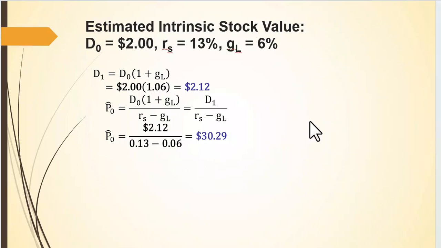How do we estimate the value? Plug the numbers into the formula. So we have $2 times 1.06 divided by 0.13 minus 0.06. We end up with a value of this stock of $30.29.